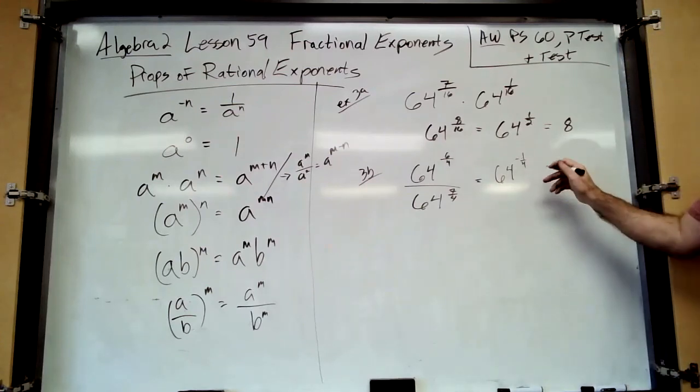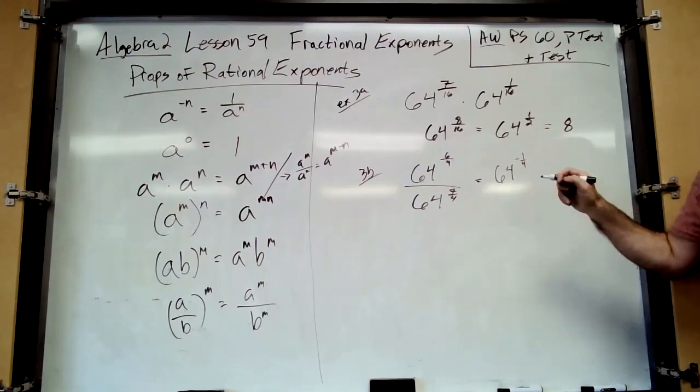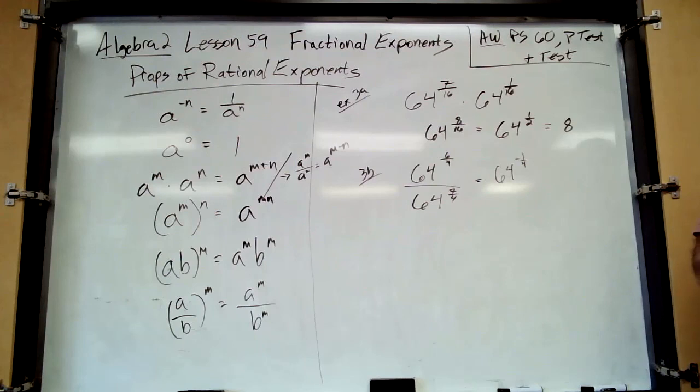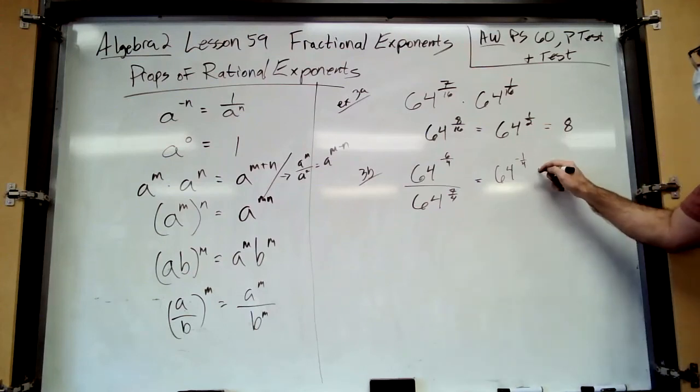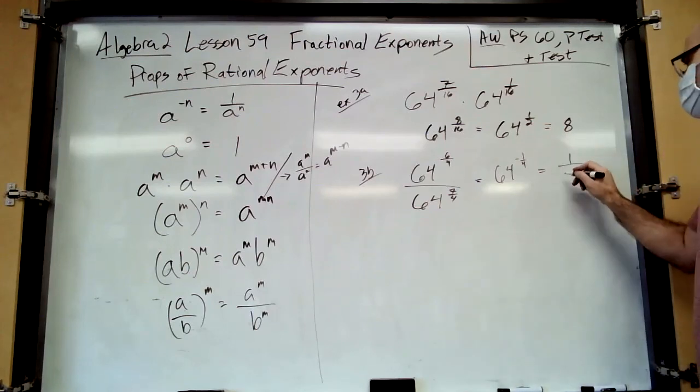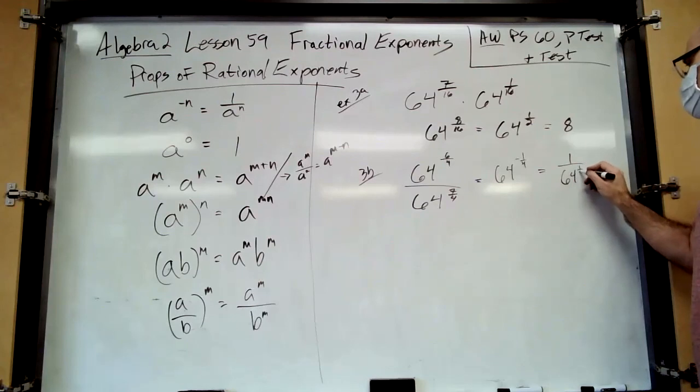Okay, well, so what do you do with negative exponents? Put it under 1. What do you do with negative exponents? Yeah, put it under 1, put the whole thing on the bottom. So 1 over 64 to the 1/4.